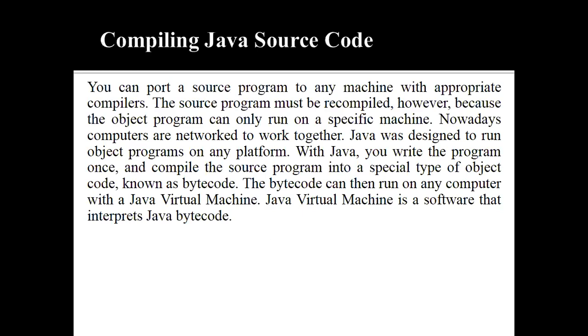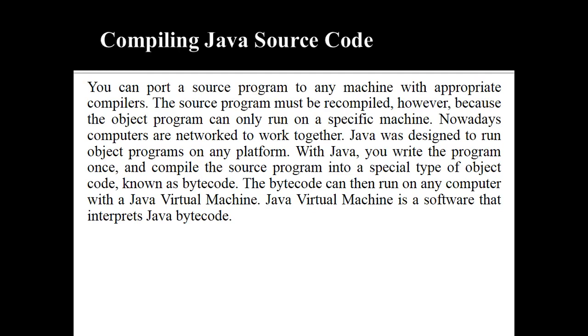So with compiling Java source code, you can port a source program to any machine with appropriate compilers. The source program must be recompiled, however, because the object program can only run on a specific machine. Nowadays computers are networked to work together. So there are different types of black boxes, or different types of machines, connected with each other to perform specific tasks.